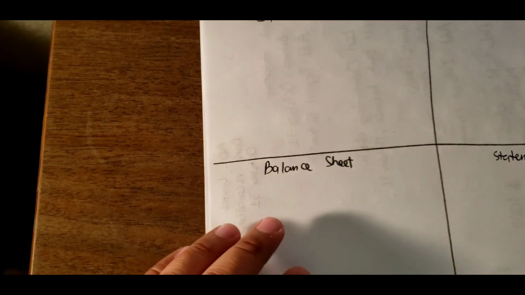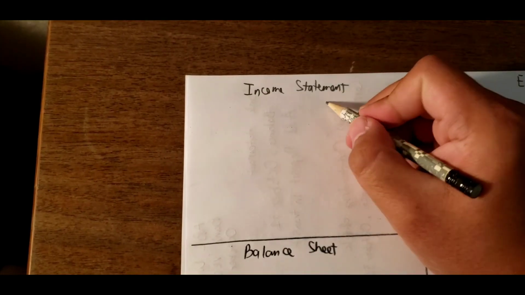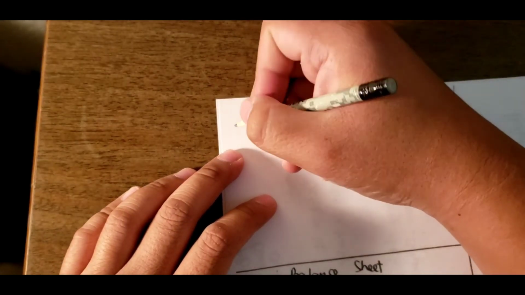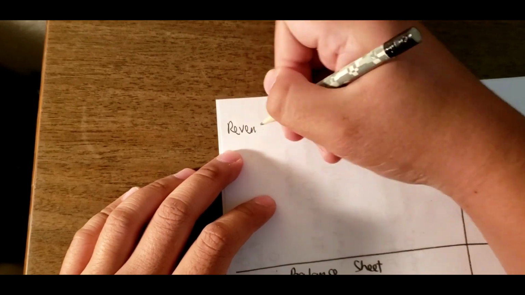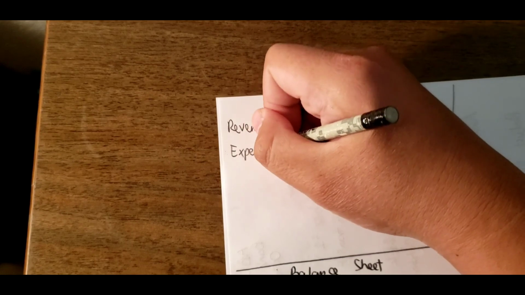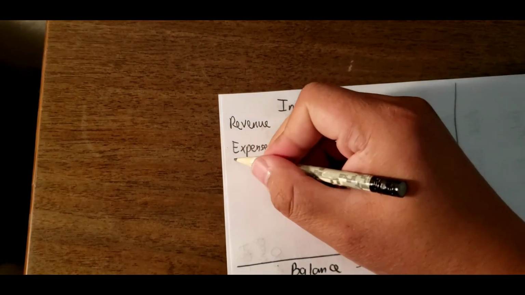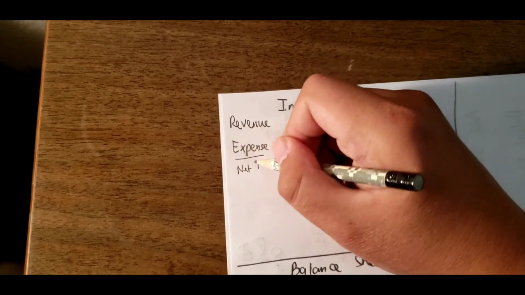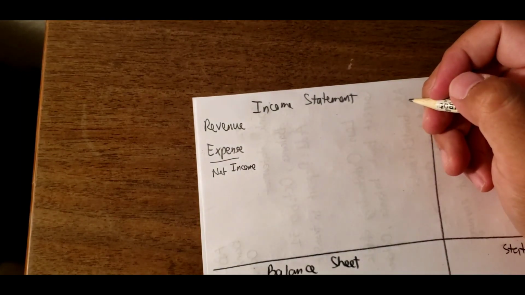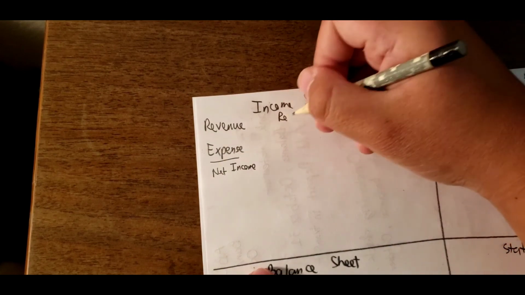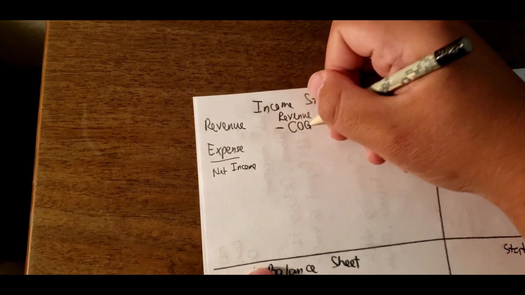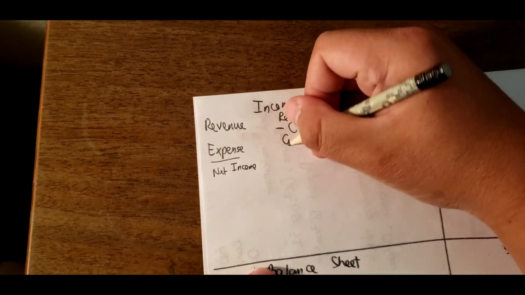Here, we will talk about the income statement first. In every accounting, we will have revenue, we have expense, and the last one is net income. That is the basic. But in intermediate accounting, we will learn about revenue, then we minus cost of goods sold, and we have gross income.